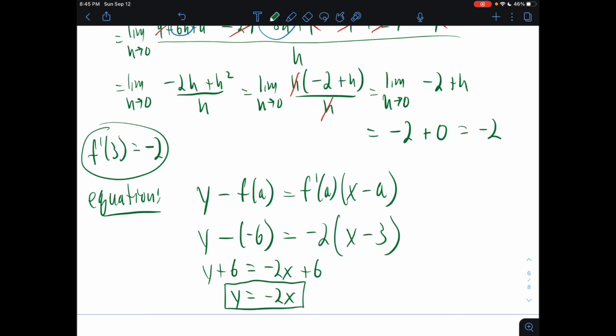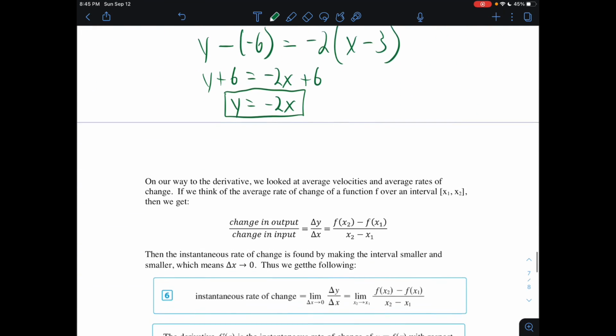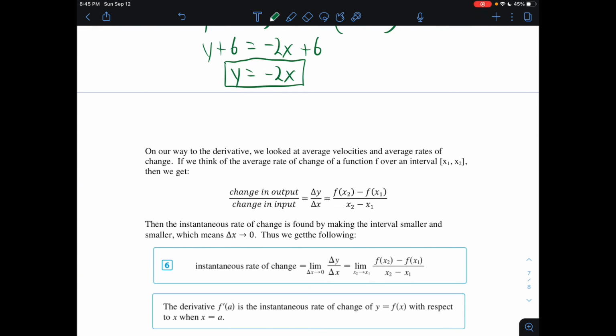And so now this whole idea doesn't just apply to tangent lines and to velocities. We can now generalize this even further. On our way to this derivative, we did look at average velocities and also average rates of change. If we think of the average rate of change of any function f over an interval x1 to x2, then what we get as a concept is that the change in output divided by the change in input, that is our average rate of change, we can write that as delta y divided by delta x.